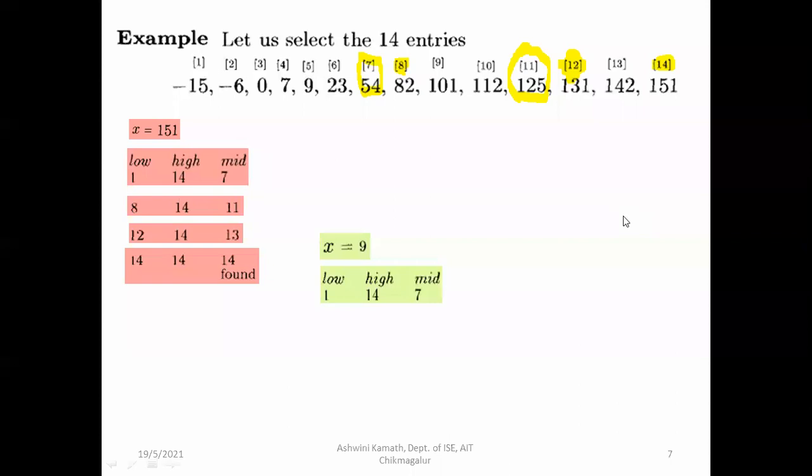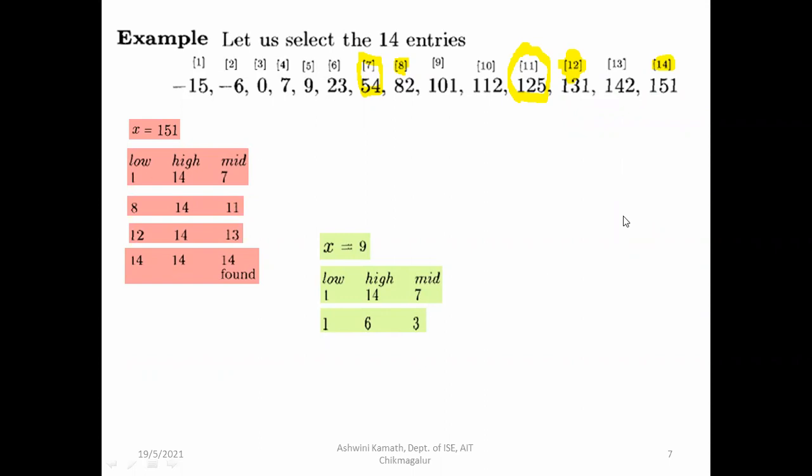x is equal to 9. So low is equal to 1 and high is equal to 14 initially. So mid is equal to 7 for that. Again here 54 is not equal to 9 and 9 is less than 54. So search in the left side of the array. So again you have to change the high value now. It will be mid minus 1, that is 7 minus 1, 6. You search from 1 to 6.